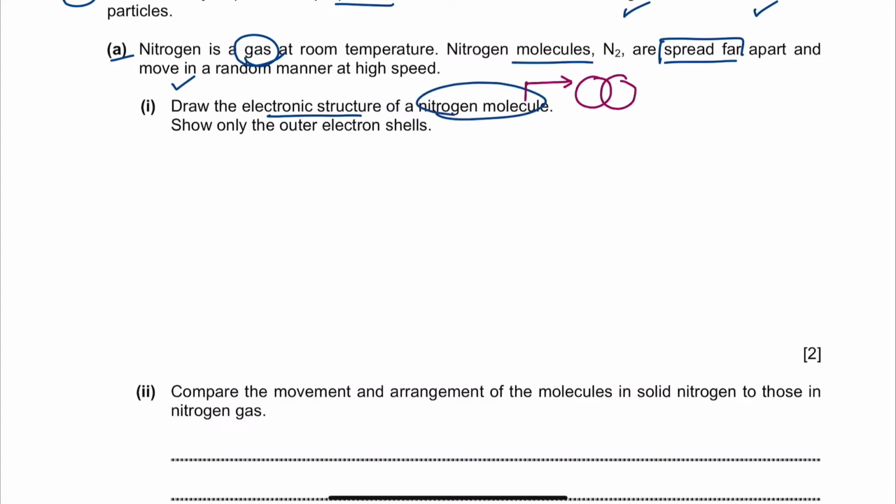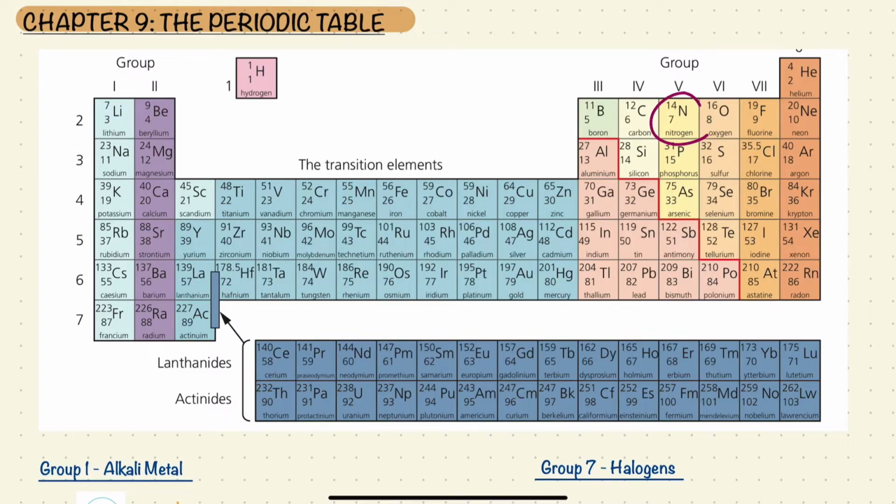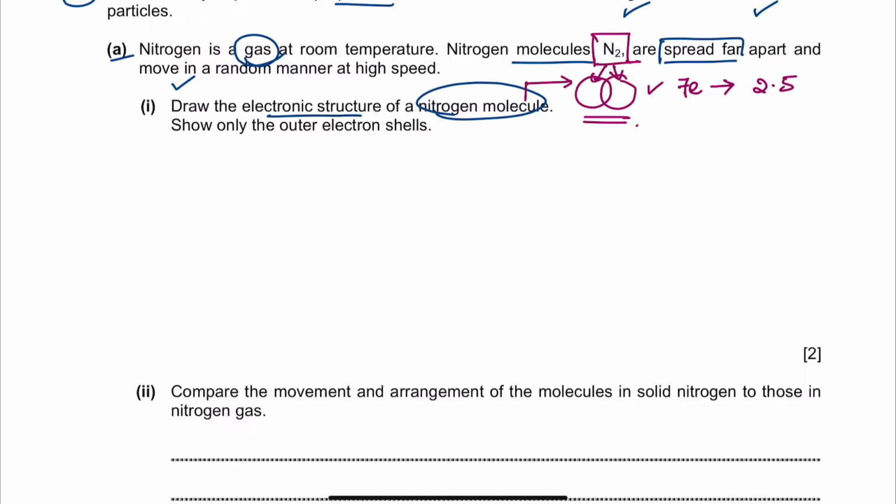Now, a molecule is something that comes in a pair like this, so we know that our electronic structure is going to look something like this. Before we draw out our nitrogen, let's look at the electronic configuration of nitrogen. Nitrogen is placed in group 5 and it has 7 electrons present in its atom. Therefore, the electronic configuration of nitrogen would be 2.5. This means there are 2 electrons present on the first shell and 5 electrons present on the second shell.